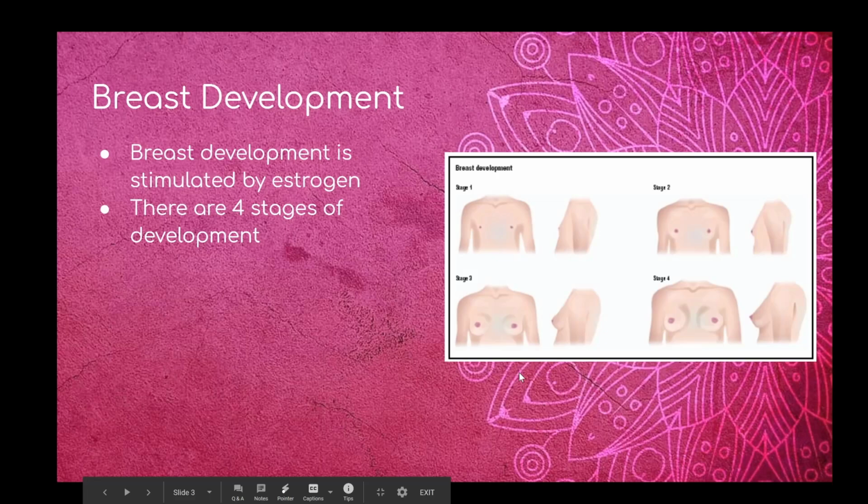As I mentioned, estrogen is a big part of breast development, and the breasts develop in 4 stages. Stage 1 is going to be more of your prepubescent child. Stage 2 is when the breast buds begin to develop. Stage 3 is during puberty, and stage 4 is your mature breast. Knowing the breast development stages is important for our pediatric patients.